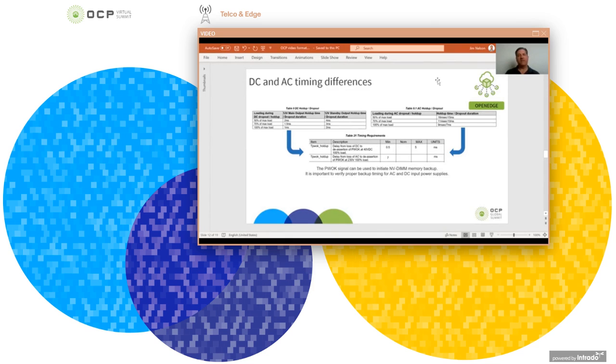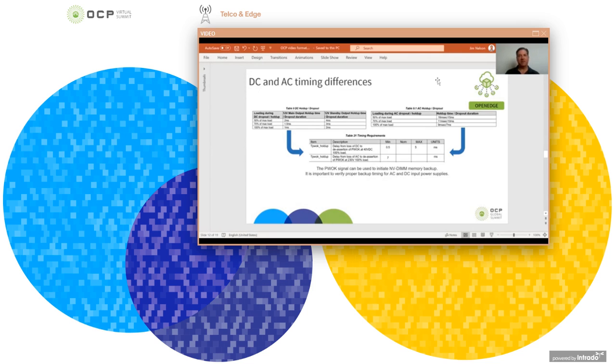So as you can see, for the DC loss, there's quite a wide variety where the amount of time that is giving the system an opportunity to shut down gracefully could be as low as half a millisecond to a max of 5. For the AC to DC input version of the same product, there's a minimum of 7 milliseconds that the system has to make decisions of how to shut down gracefully.